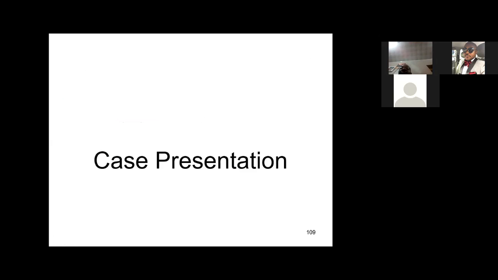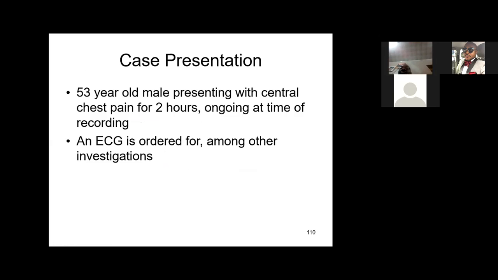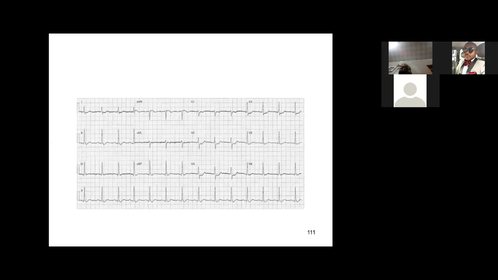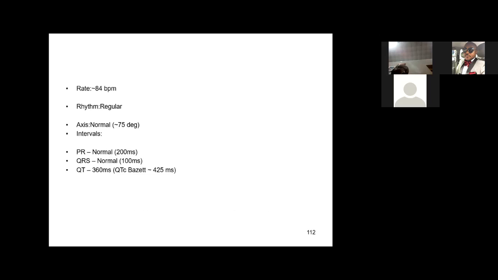Now, finally, here's a brief case presentation. A 53-year-old male presenting with central chest pain for 2 hours, ongoing at the time of recording. An ECG is ordered, among other investigations. Here's the ECG. For time, let's just move to the findings. The rate is 84 beats per minute. The rhythm is regular. There's a normal axis of 75 degrees.